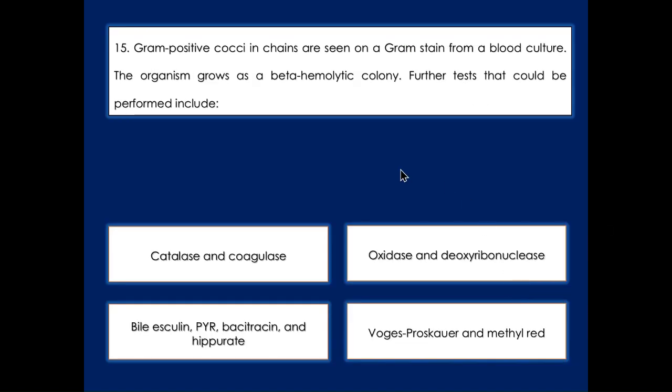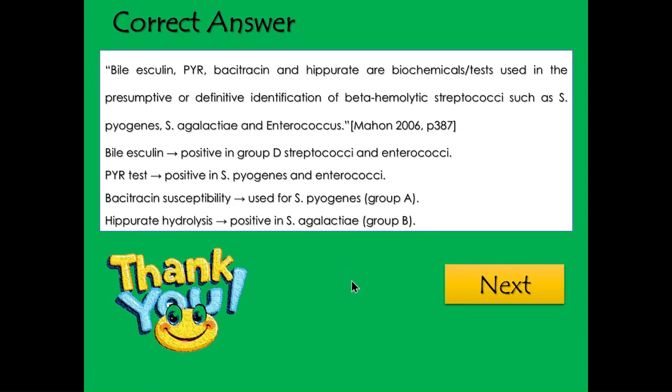15. Gram-positive cocci in chains are seen on a gram stain from a blood culture. The organism grows as a beta hemolytic colony. Further tests that could be performed include the correct answer. Bile esculin, PYR, bacitracin, and hippurate are biochemicals/tests used in the presumptive or definitive identification of beta hemolytic streptococci such as S. pyogenes, S. agalactiae, and Enterococcus.